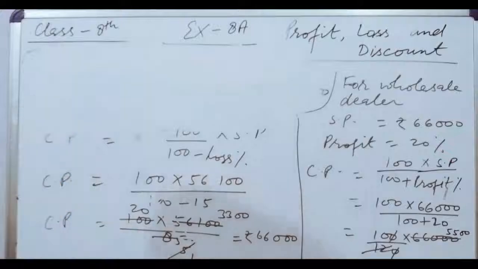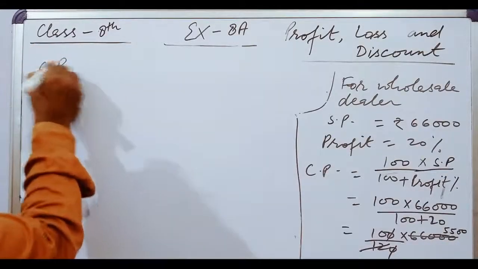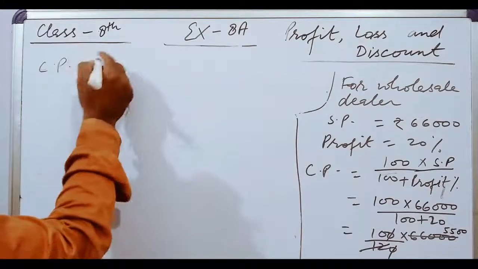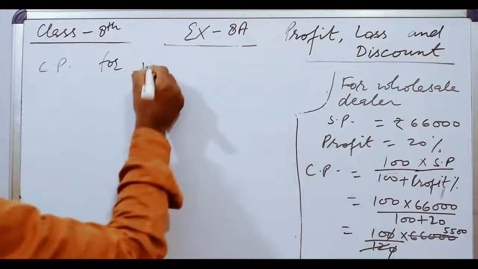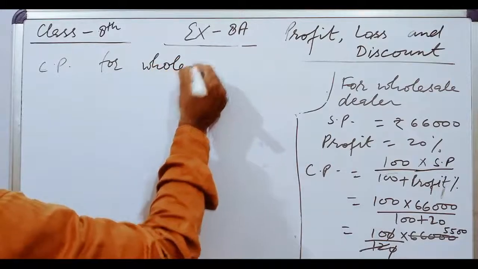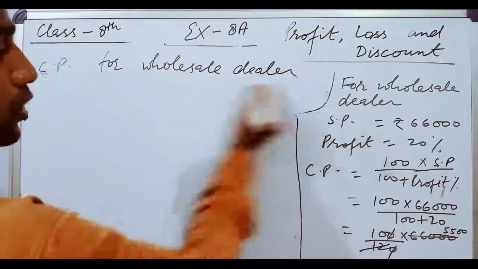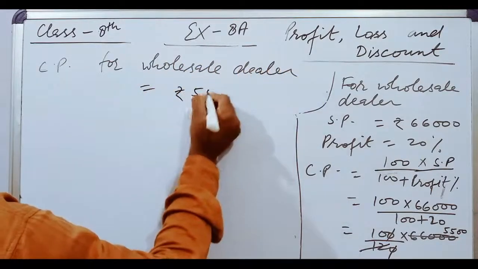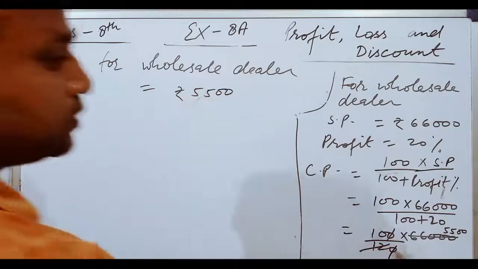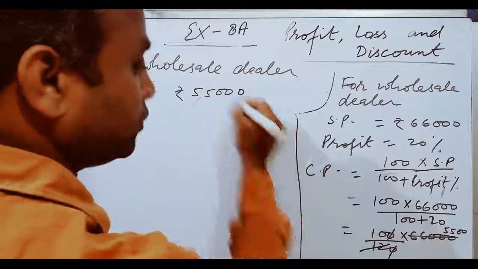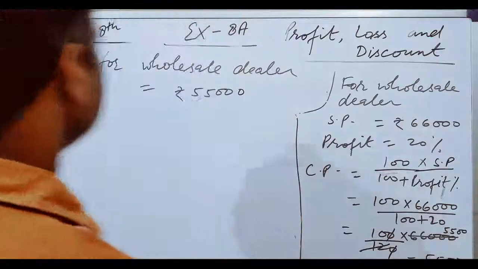Now, yes students, this CP for the wholesale dealer is equal to rupees 55,000. It is 55,000. Okay.